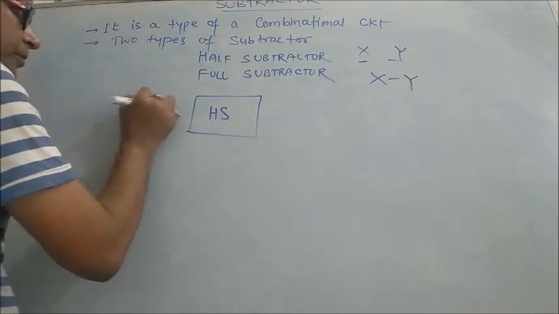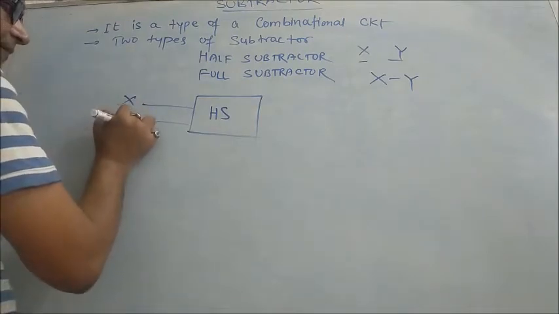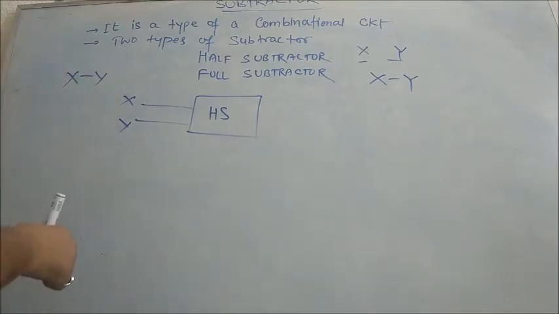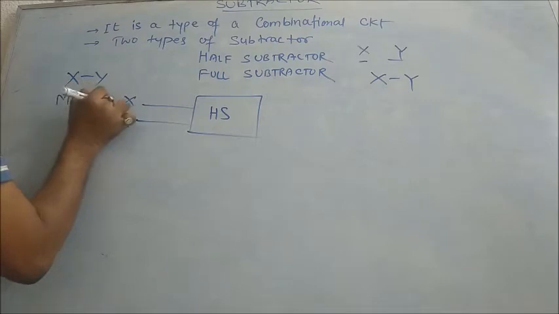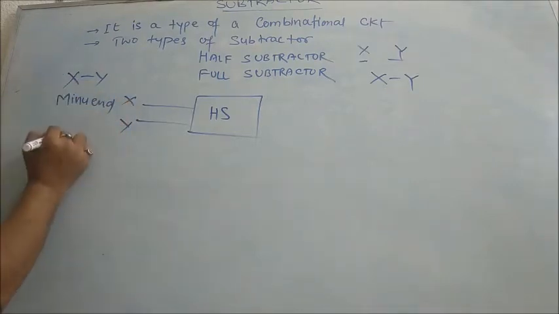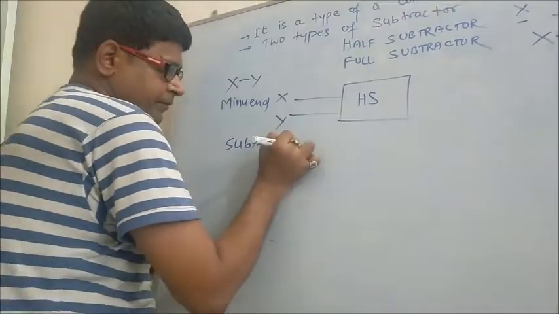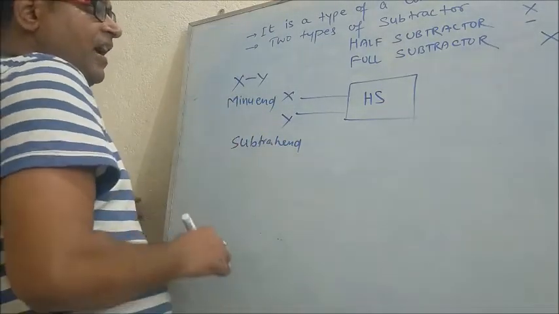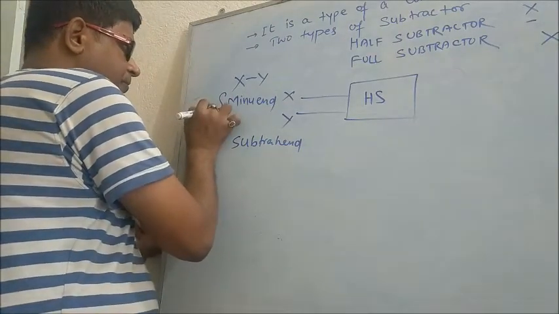I have 2 inputs, first input and second input. Let the first input be x and the second be y, and we are performing x minus y. Here x is known as minuend. I am writing here minuend. X is known as minuend and y is known as subtrahend. On the other hand, these 2 are known as your inputs.